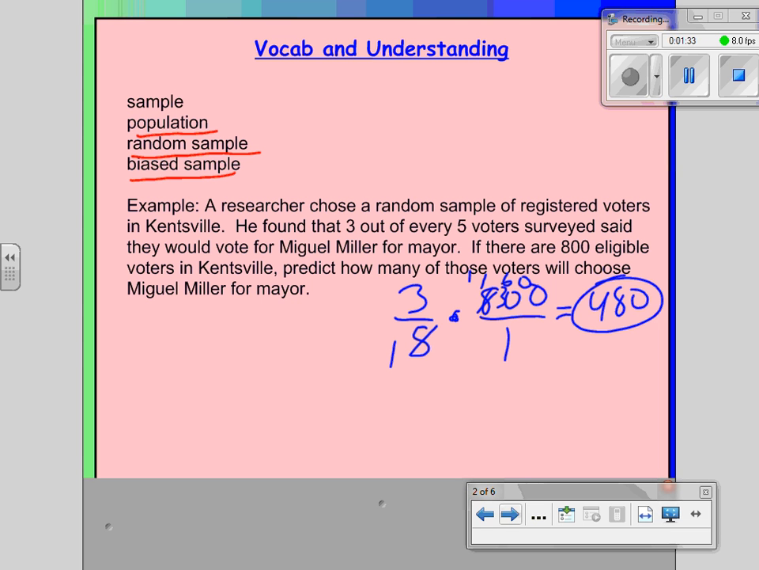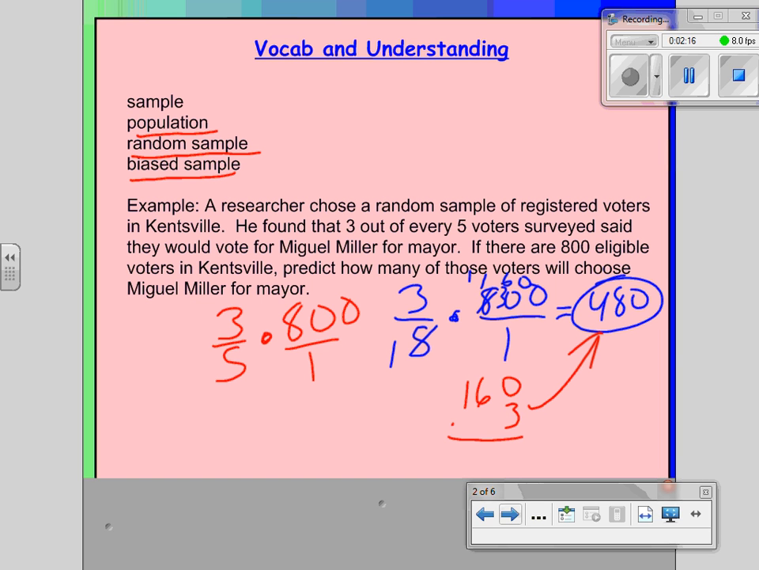Example. A researcher chose a random sample of registered voters in Kentsville. He found that 3 out of every 5 voters surveyed said they would vote for Miguel Miller for mayor. If there are 800 eligible voters in Kentsville, predict how many of those voters will choose Miguel Miller for mayor. So you know it's 3 out of every 5, so you're going to multiply that by 800 over 1. Then you cross cancel, you get 160 times 3 because you got 1 on the bottom. And 480 people are likely to vote for Miguel Miller.